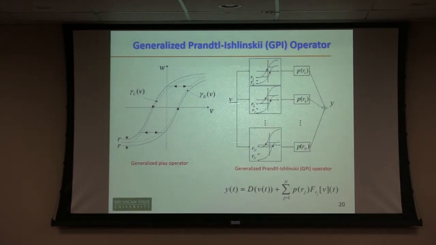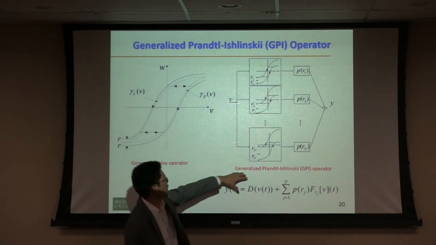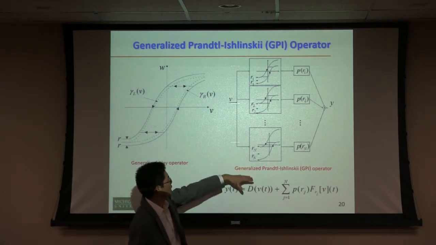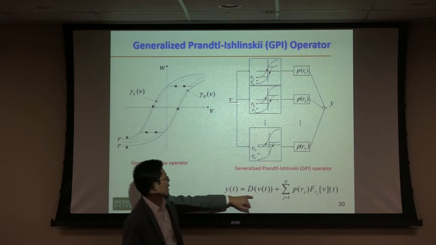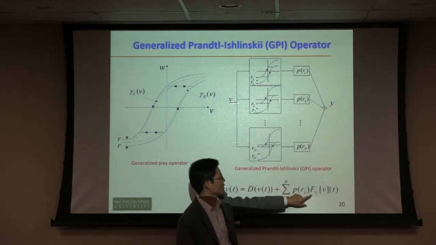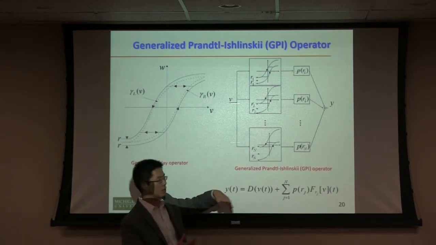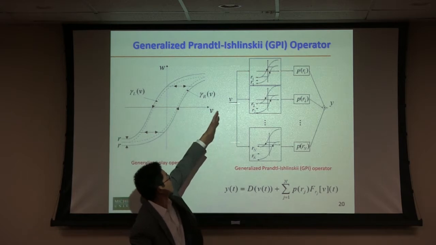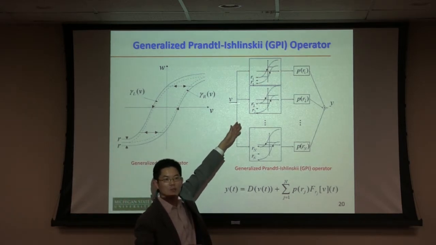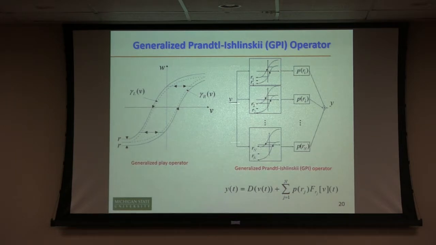Same idea: if you combine multiple of these with different r's, you can create the so-called generalized PI operator, the generalized Prandtl-Ishlinskii operator. Mathematically, you can write it as a weighted summation of these different units. You could also do a continuum version. You can do an integral of all possible radius values with some weighting function. But I'm not going to talk about the continuum version in this talk.